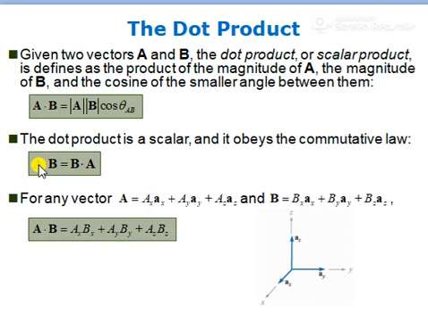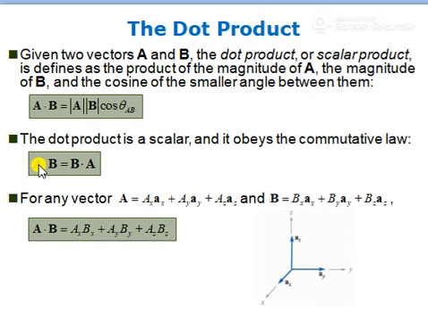Now the fourth property is, it obeys the distributive law. That is, if three vectors are given, then A dot into bracket B plus C is equal to A dot B plus A dot C. So hence it obeys the distributive law.